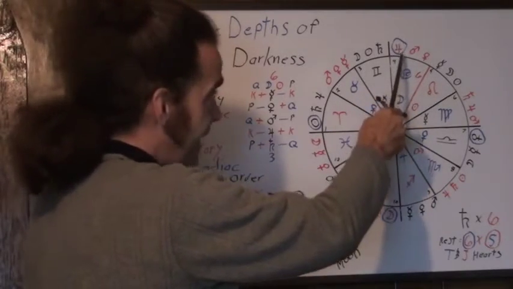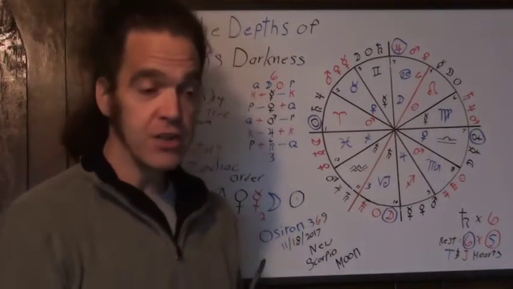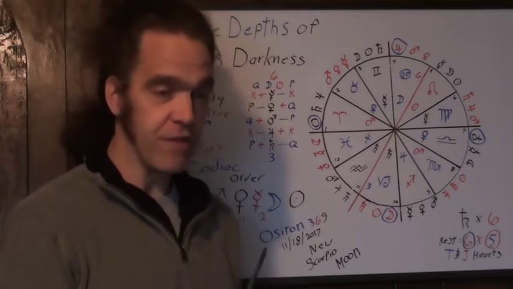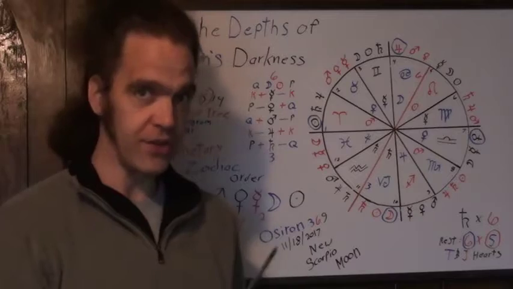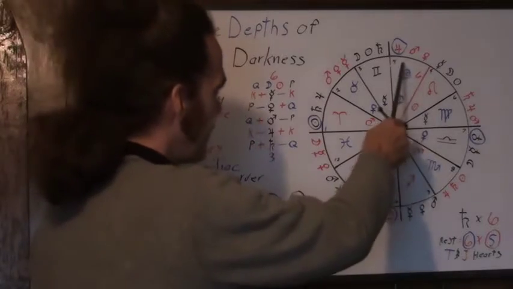Well, Jupiter is number 4. Jupiter is assigned with 4. 4 is Jupiter in the days of the week. Thursday is Jupiter. So we see this here.